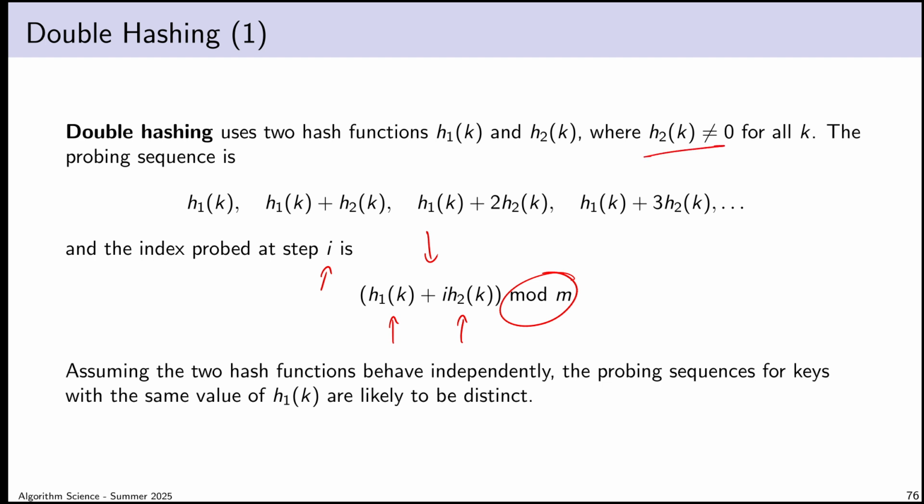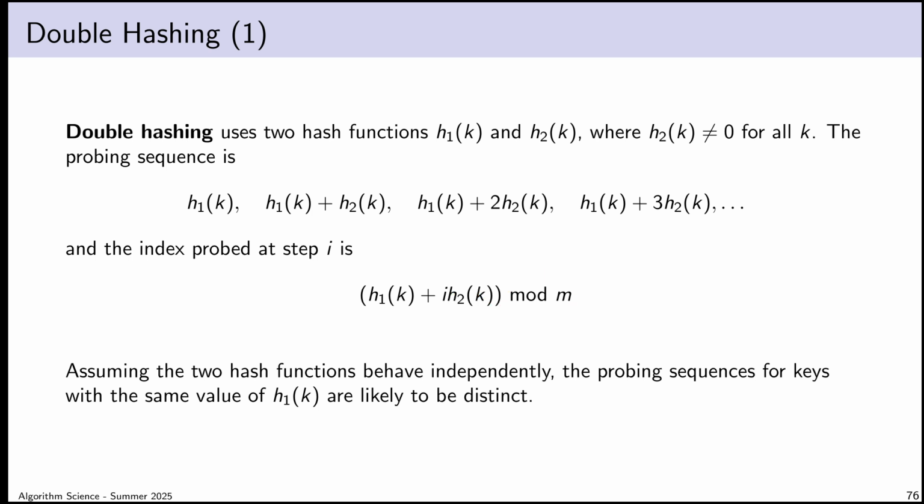So hopefully you can see why I need this restriction. If h2 equals 0, then my probing sequence basically fully fails if any collision occurs, because if h2 equals 0, this term just gets annihilated, which means if I have any collisions, I end up in an infinite loop where I just keep probing the same index over and over again.